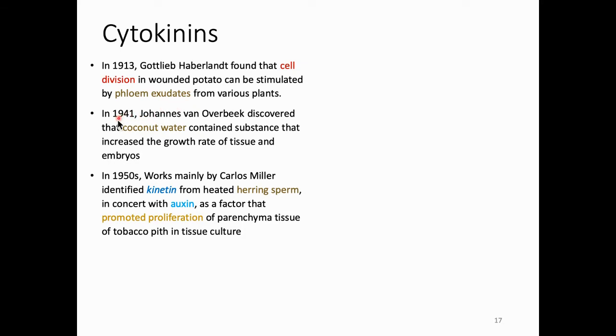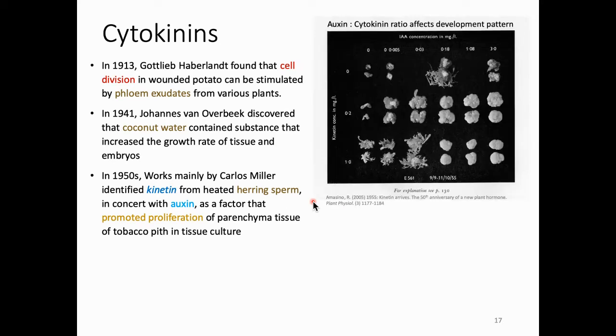And later, another scientist, Overbeek, in 1941, discovered that coconut water contains a substance that increases the growth rate of tissue and embryos. Nine years later, Miller identified kinetin from herring sperm, and together with auxin, these two hormones promote cell division of parenchyma tissue of tobacco plants in tissue culture.